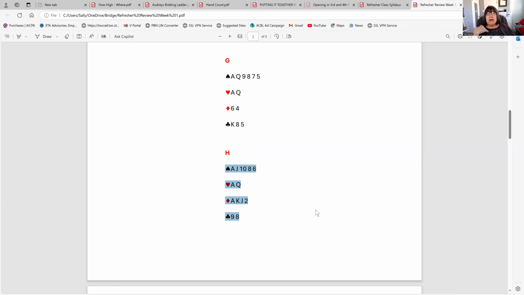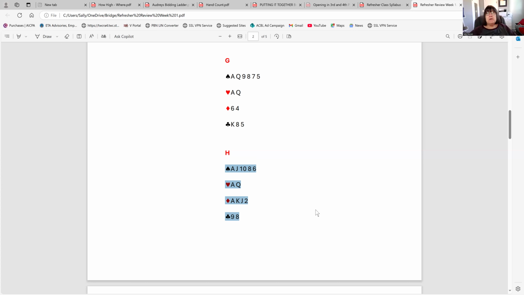Now we know we have a game. We've got 20 points. He's got at least 6 points. So we just bid 4 spades. Go to game. That's how we do that second bid by partner to tell partner where we belong. So that's how we go back and forth.